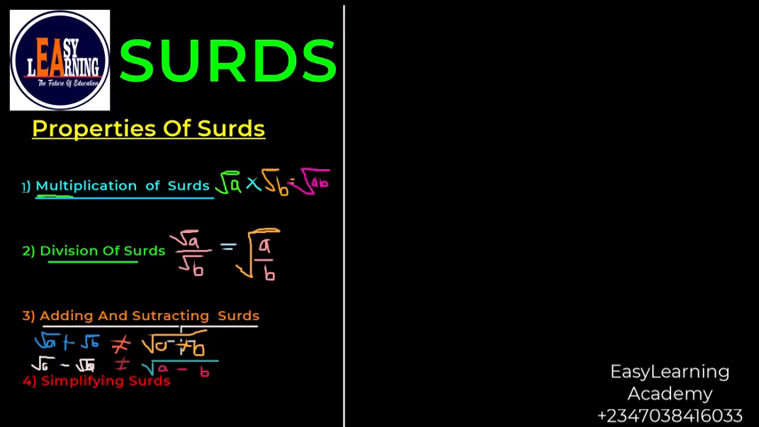Now there are certain things that we look at in simplifying surds. For simplifying surds, we can have a surd like the square root of 50, for instance. What we need to know here is that a surd can be broken down to a simpler form. It can be simplified by breaking it down to a simpler form.